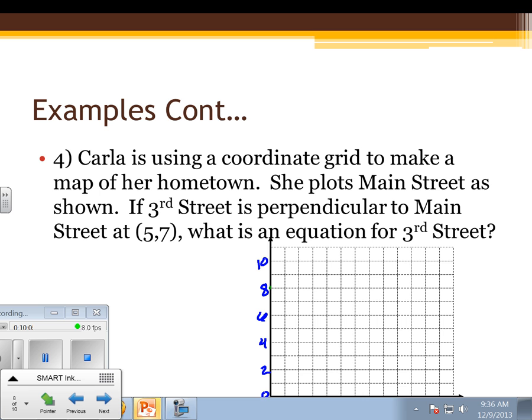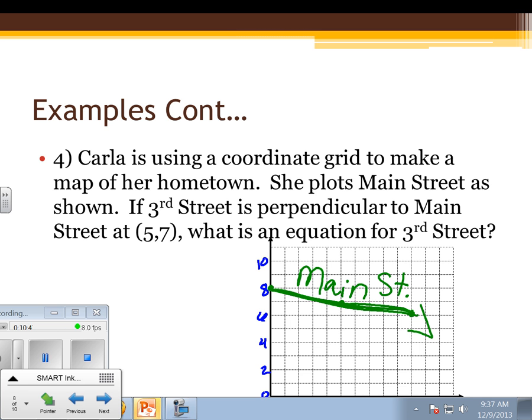So Main Street is here, and then here, and here, and I'm going to connect them. That's definitely not a straight line here, so I can try to make it a little better. It's not perfect, but you get the idea. This needs to be straight, but for some reason my smart board is acting up. Okay, so this is Main Street.